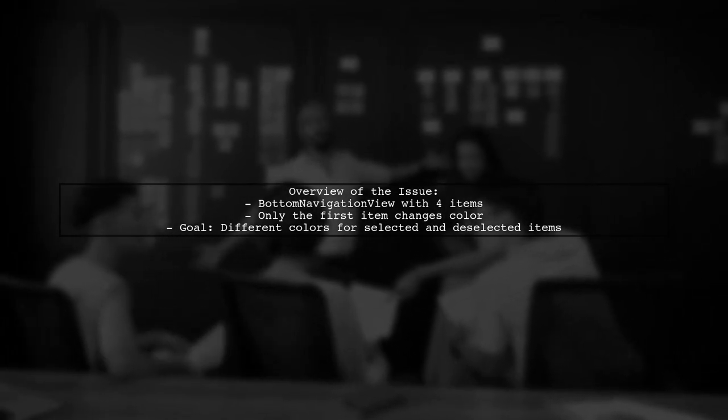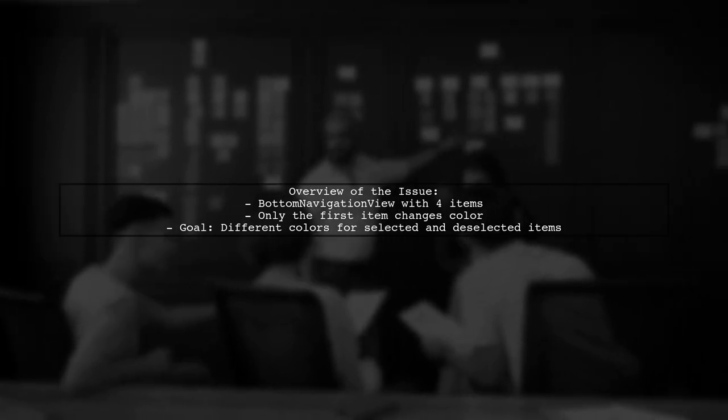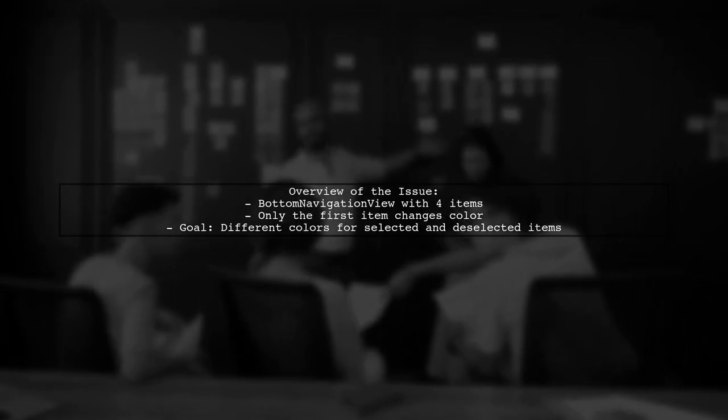Here's a quick overview of the problem. The viewer has set up a bottom navigation view with four menu items, but only the first item changes color when selected. They want to distinguish between selected and deselected items using different colors, but it seems their current configuration isn't working as expected.